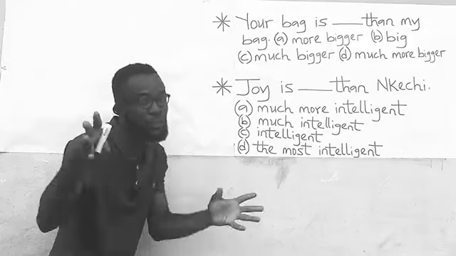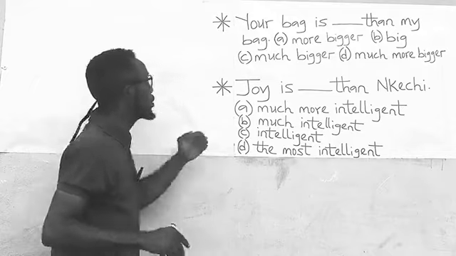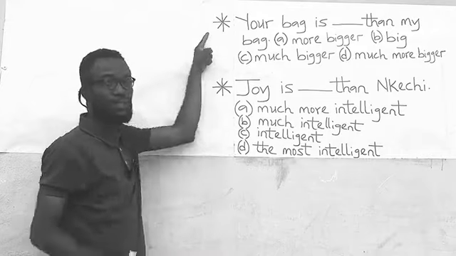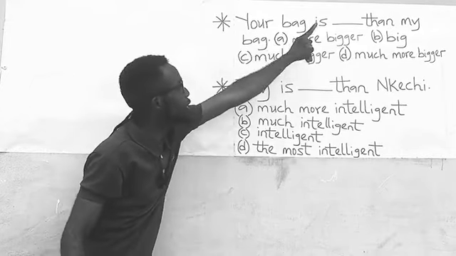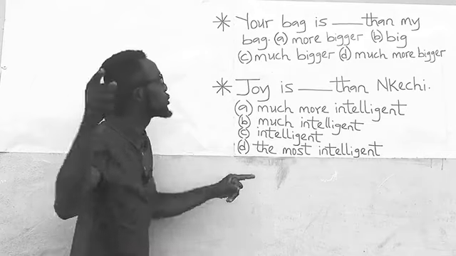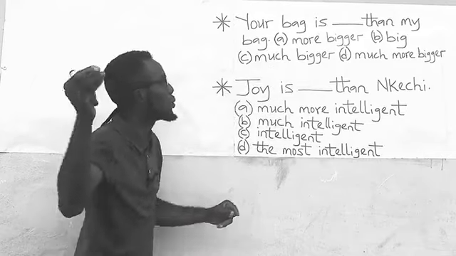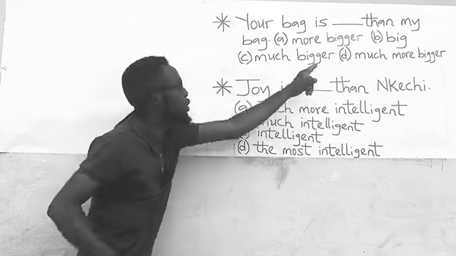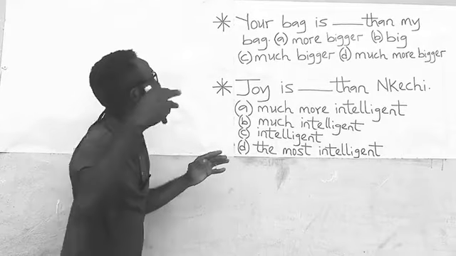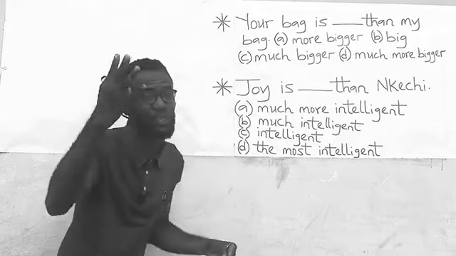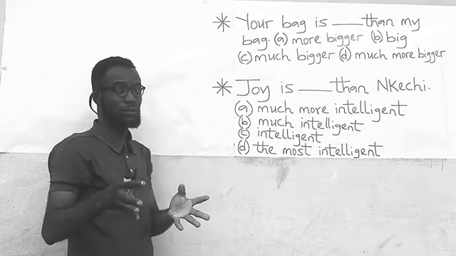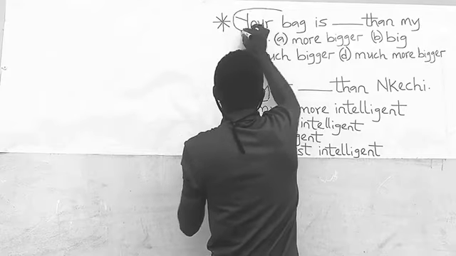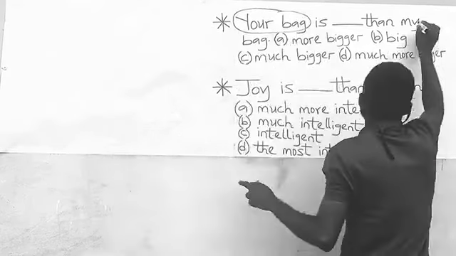Let us apply everything we just talked about to these two questions with a view to answering them correctly. The first question reads, your bag is dash than my bag. Option A, more bigger. Option B, big. Option C, much bigger. And option D, much more bigger. If you look at this question, you will find out that two bags are compared. They are your bag compared with my bag.